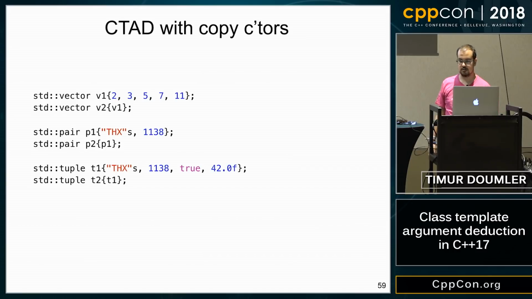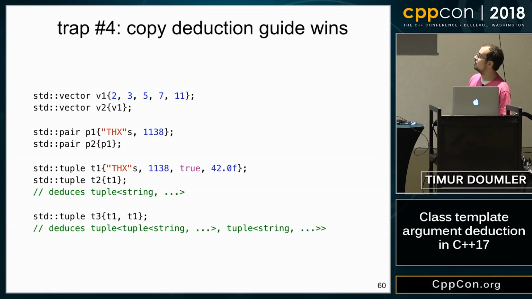CTAD with copy constructors. You can have a vector, and you can have another vector, and you give it the first vector, and you copy it, and then the copy constructor will also deduce that the first vector is a vector of int, and so the second vector is also going to be a vector of int. And that works, obviously, with all these classes as well, vector, pair, tuple, etc. There is, however, one really nasty trap here.